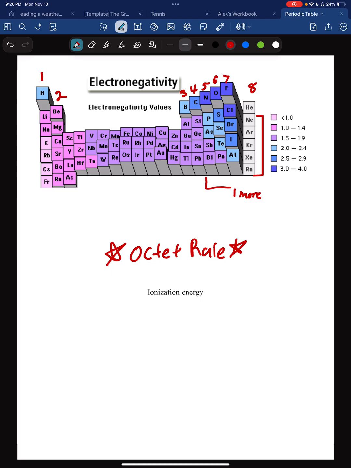So your 5, 6, and 7, these guys want to take electrons. How many they want to take depends. Depending on whether we are at 5, 6, or 7, you basically want to get to the difference to 8. So if you're at 5, you want to gain 3 electrons to get to 8.